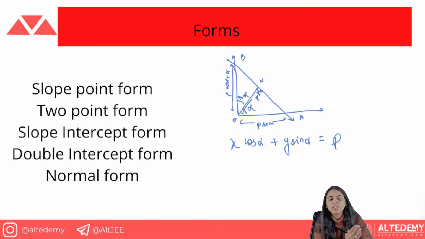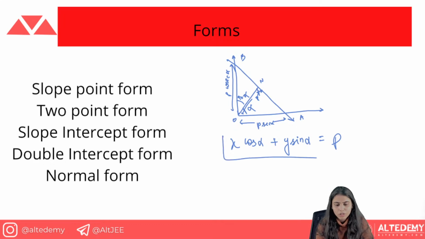Okay, so when we put it like this, that becomes x cos alpha, y sin alpha, and when we add it up, it becomes equal to p. So this is about the normal form. What is normal form? This is the angle alpha that is formed by the normal, which has the length of p. So you can write it as x cos alpha plus y sin alpha is equal to p.